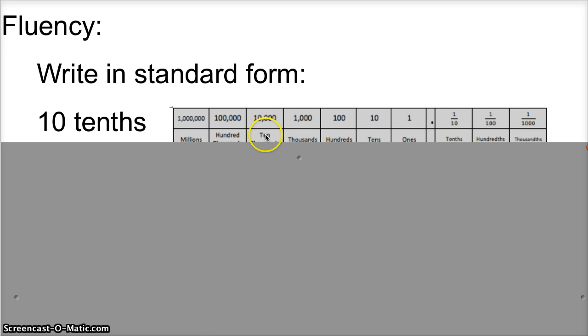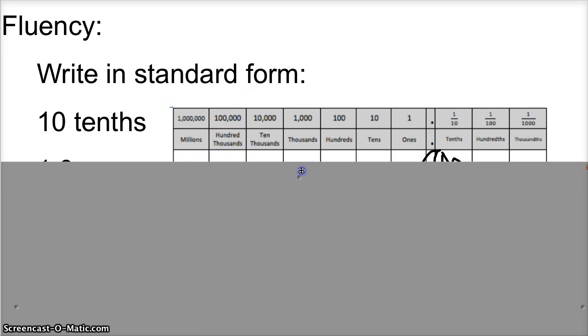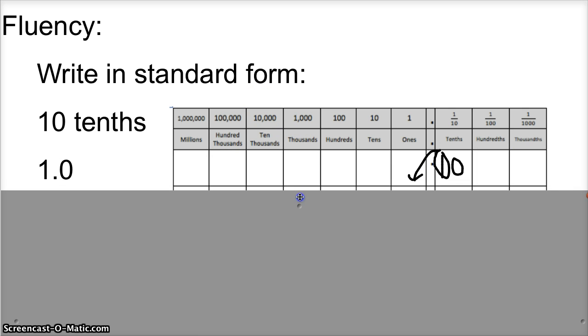So the first one was 10 tenths, and so what I've done is I've written 10 tenths in my place value chart. And remember, you can't squeeze two numbers into one, so the 0, the last digit, will be in the tenths place. Your 1 is going to be squished over to the 1. So 10 tenths is the same as 1 whole.